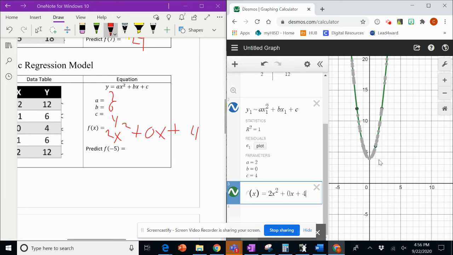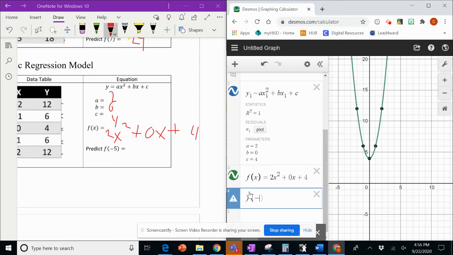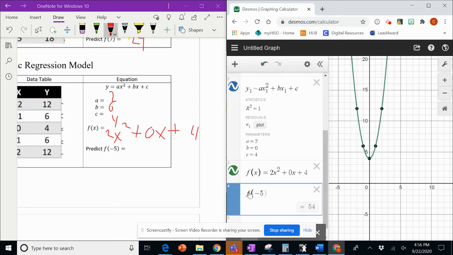All right, so as you can see, our graph goes through all of our data points. Awesome. And now I want to know, what is my prediction? What is f of -5? So if I type in f parentheses and -5, I get 54. So this should be equal to 54.